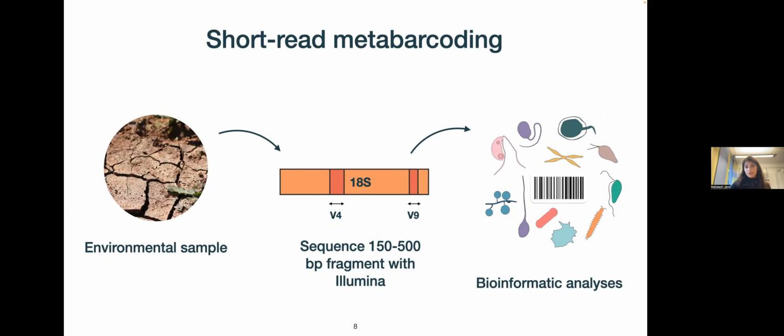The most straightforward way, and the most popular way currently, is short-read metabarcoding. This is where you take your environmental sample, could be soil, water, or air, and then amplify a short barcode of less than 500 base pairs. Most commonly, this is the V4 or the V9 hypervariable fragment of the eukaryotic 18S gene, or the SSU gene. And then this is sequenced with Illumina. Now this generates millions and millions of reads, and by comparing these reads to a reference database, it's a very powerful way of identifying things in your sample.